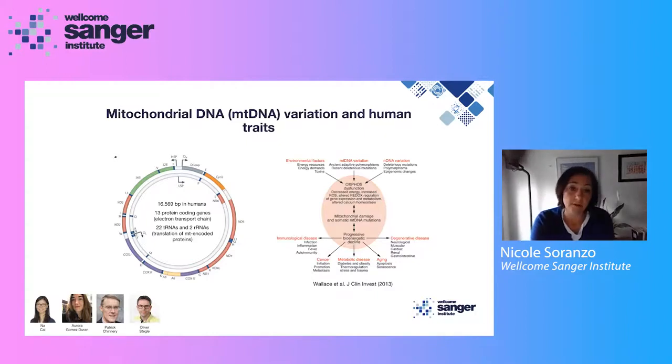So mitochondrial DNA is a small molecule, only about 17 kb in size. It encodes a small number of genes, about 13 protein coding genes, which are mostly encoding proteins of the electron transport chain, and also about 24 tRNAs and rRNAs that are involved in the translation of mitochondrial encoded proteins. So although this genome is very small, it encodes a hugely important function, particularly because, as you know, mitochondria are the energy powerhouses of the cell.